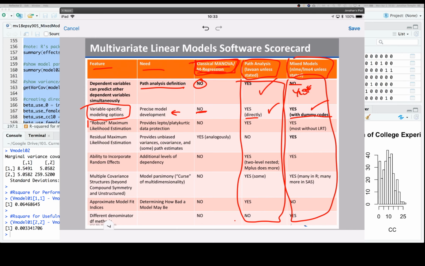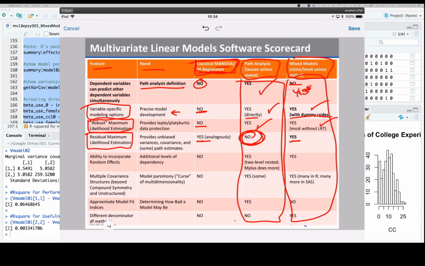Next, we have robust maximum likelihood estimation, which helps for leptokurtic or platykurtic data. Classical software does not have it. We both get that today. There is another version of maximum likelihood called residual maximum likelihood that we're going to see used today, because in maximum likelihood we get a biased estimate of variances and covariances. So residual maximum likelihood, or REML, is a very nice feature to have, particularly when you have small samples. In classical analyses, yes, we did get unbiased versions of this, and in today's example, yes, but that's one of the big holes in the path analysis software.